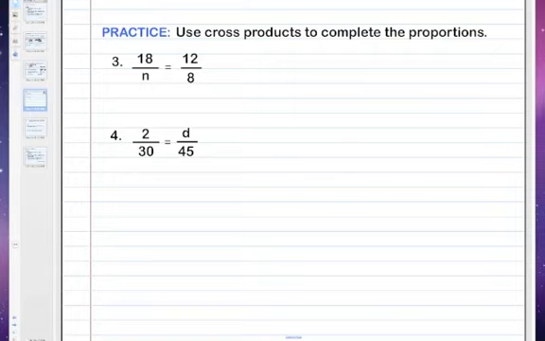All right, give this a practice in your notebook. Solve problems number 3 and 4 using cross products to complete the proportions. Press play when you're ready to check your work.